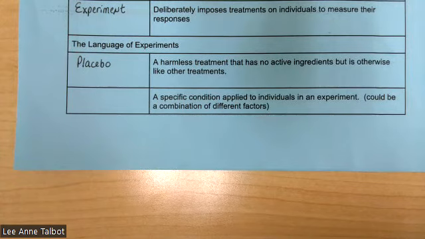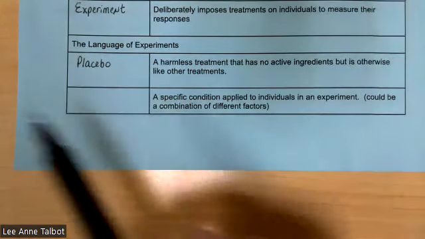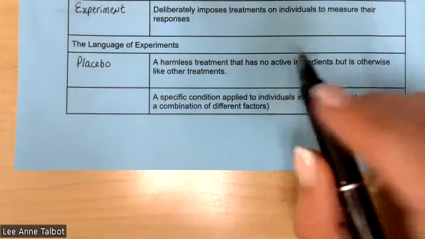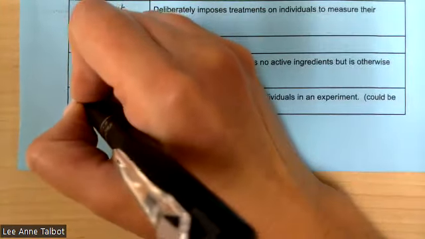It's super cool. Okay, anyway, a specific condition applied to individuals in an experiment could be a combination of different factors. This is called a treatment.